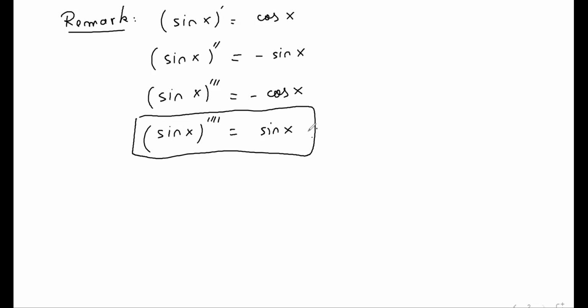The same is true for cosine. So cosine prime prime prime prime, 4 times, is gonna be cosine again. I'm not gonna write that, so I'm just gonna leave that for you as a simple exercise if you want. It's also done in the book, so it shouldn't be difficult. So that's one remark.